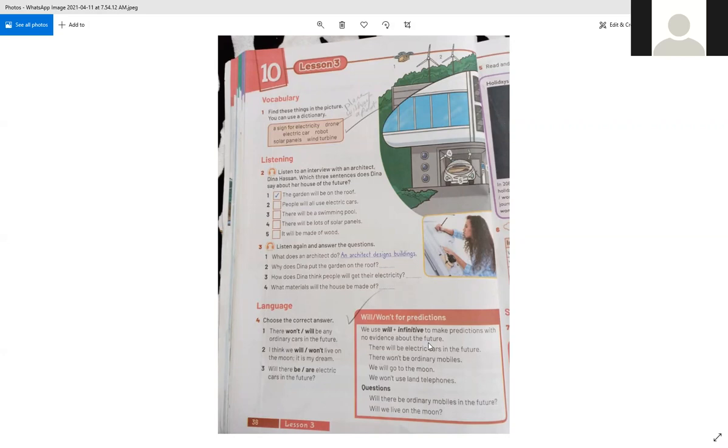So we use will. If we're talking about something and we don't have a proof or evidence, we use will plus infinitive. For example, let's look at these examples. There will be electric cars in the future. We don't have evidence that there will be electric cars in the future. That's why we use will plus infinitive. There won't be ordinary mobiles. We don't have evidence. That's why we use will plus infinitive, but here it's negative.